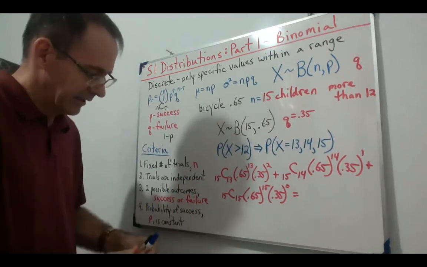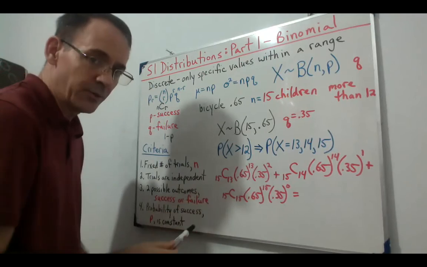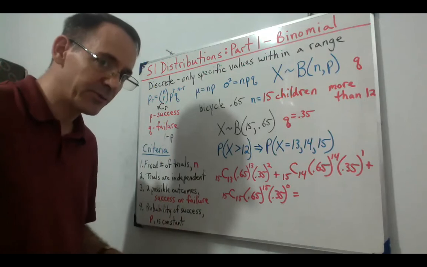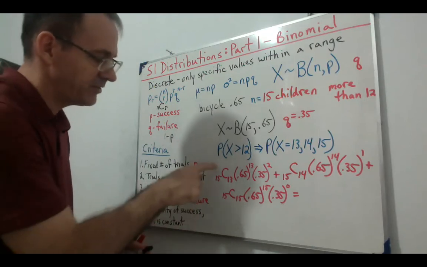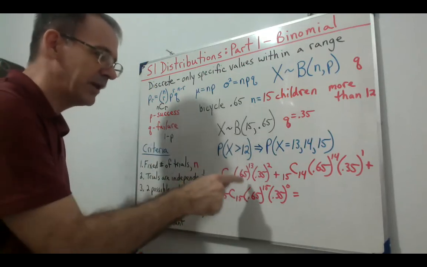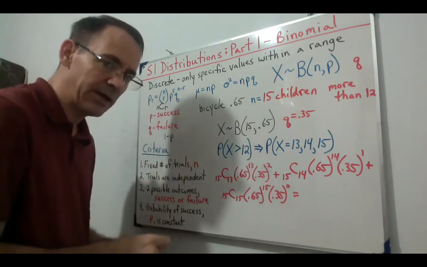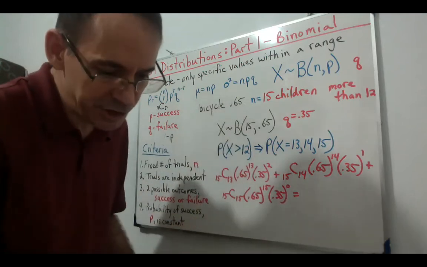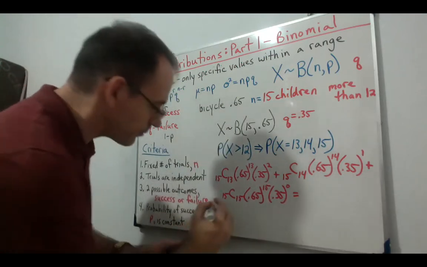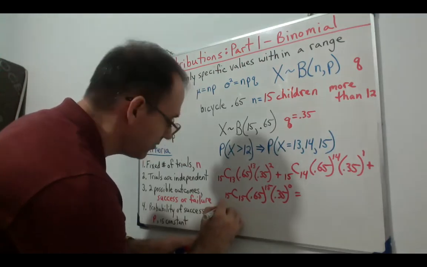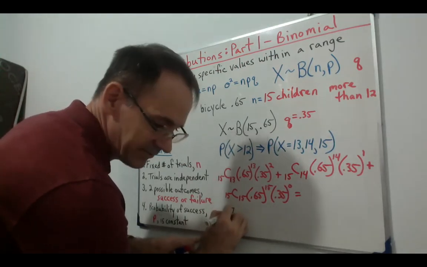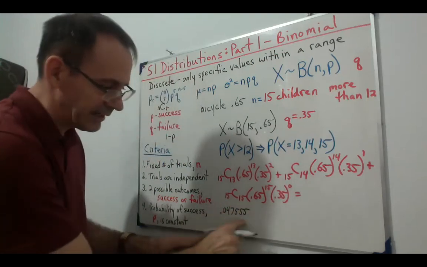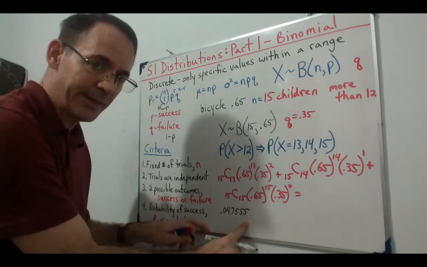Equals. Now if you calculate this one here on your calculator, be careful when you calculate this. Take your calculator, work it through, make sure you're getting the right numbers. So NCR times 0.65 raised to the 13 power times 0.35 squared. And what you should end up with is 0.047555. I like to write lots of numbers just to make sure of my accuracy.